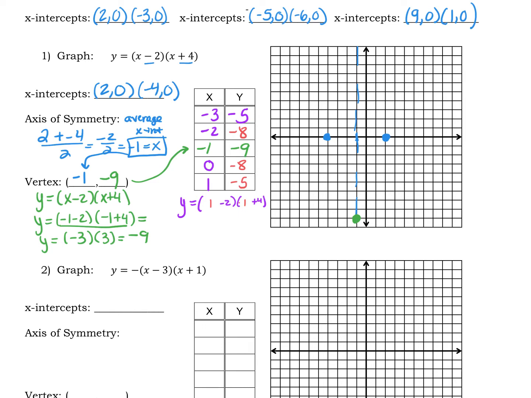So I'm going to plot the points that I haven't plotted yet. So (negative 3, negative 5), (negative 2, negative 8), and then (0, negative 8), and (1, negative 5). And then I'm going to connect my points.